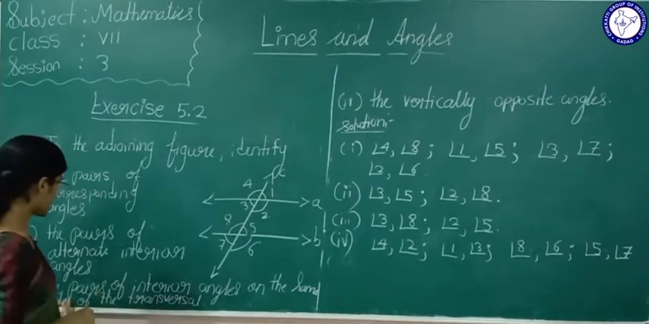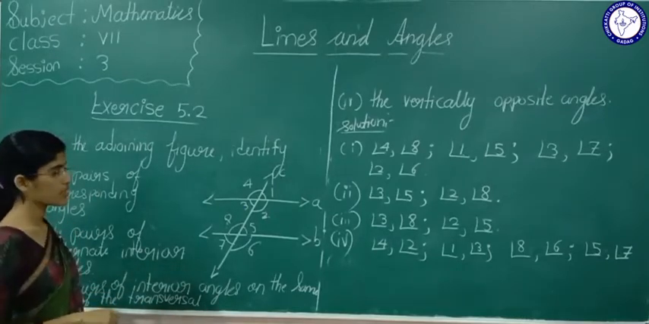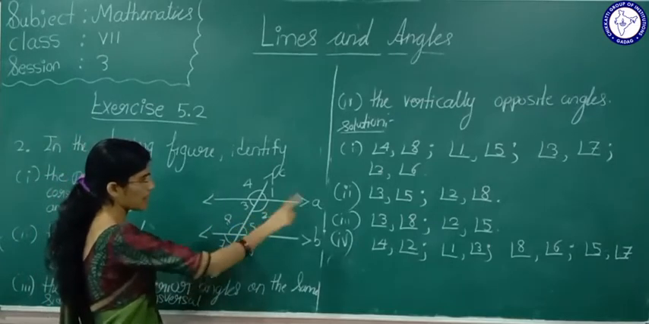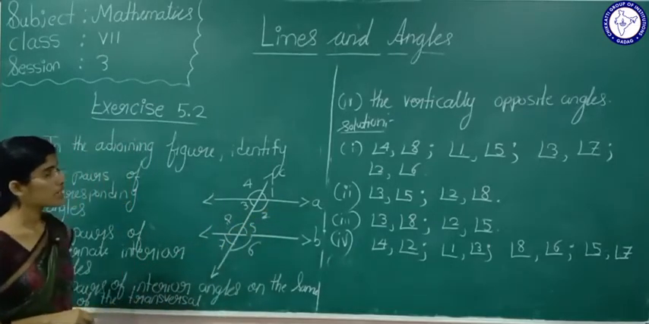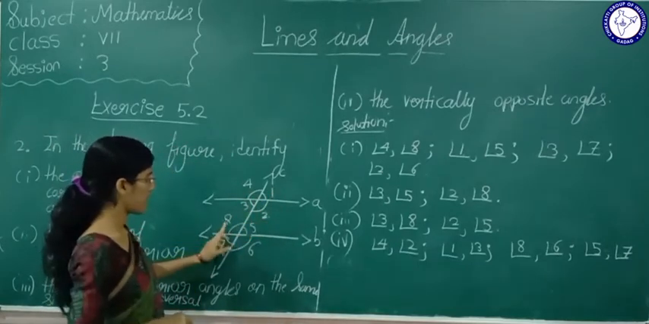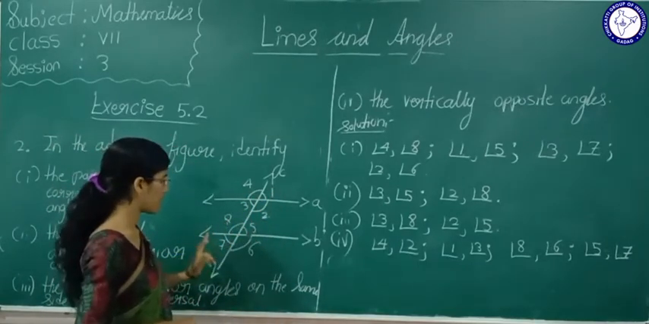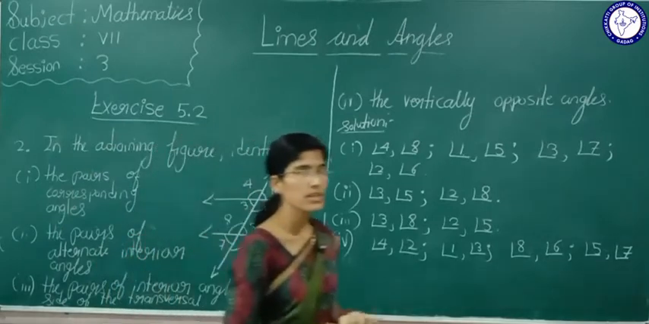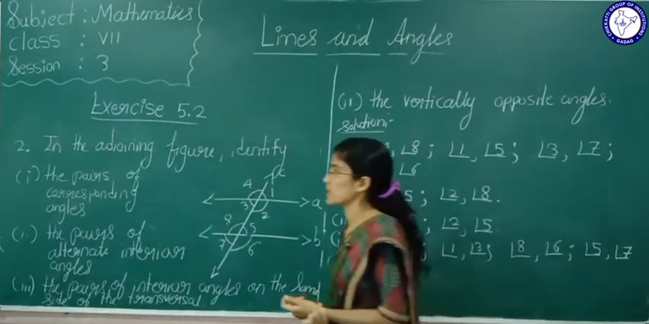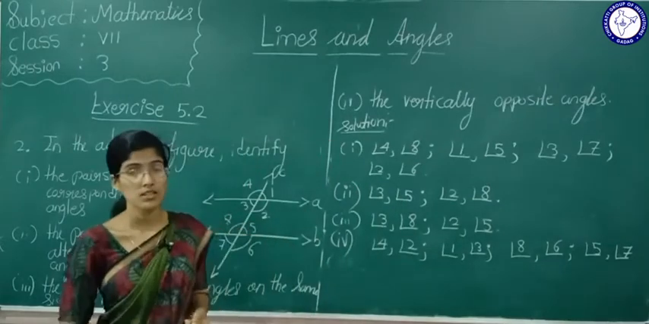These are the pairs of alternate interior angles. The pairs of interior angles on the same side of the transversal: which are those? Angle 3, angle 8, angle 2, angle 5. The vertically opposite angles: angle 4, angle 2, angle 1, angle 3, angle 8, angle 6, angle 5, angle 7. These are the vertically opposite angles. See here, this is about the second main. Now we are going to see the third one.